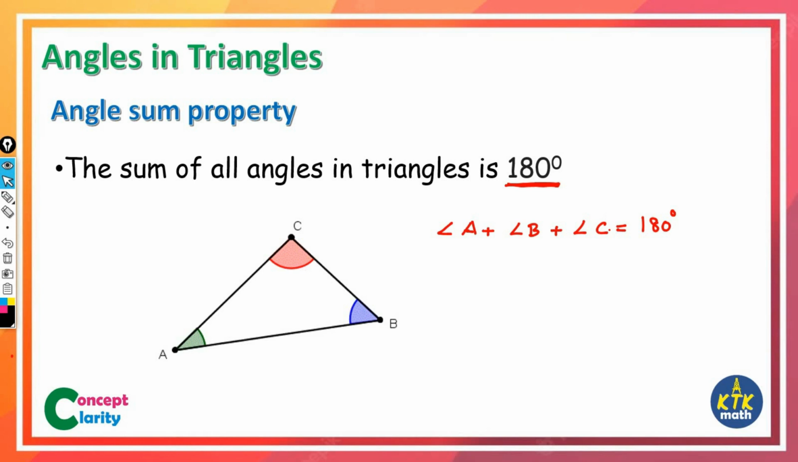This property helps us to identify the missing angles in a triangle as well. If we know any two angles, then it would be very easy for us to find the third angle by just adding them and subtracting from 180. I will also explain how to apply these properties when we are doing problem solving.